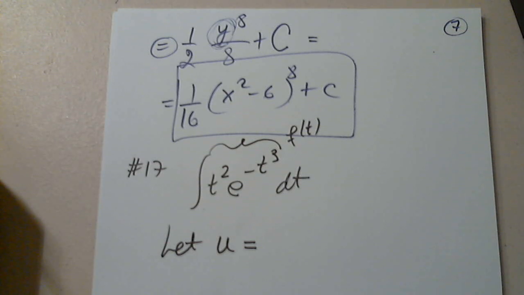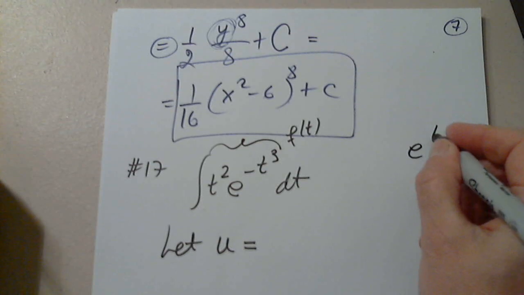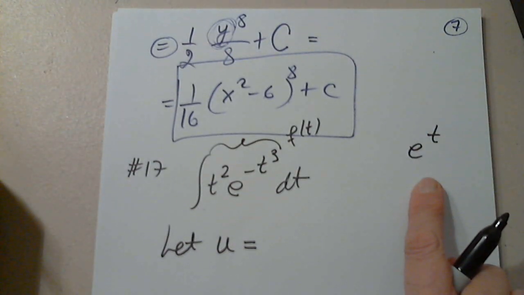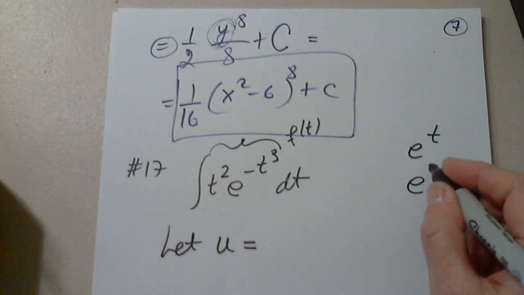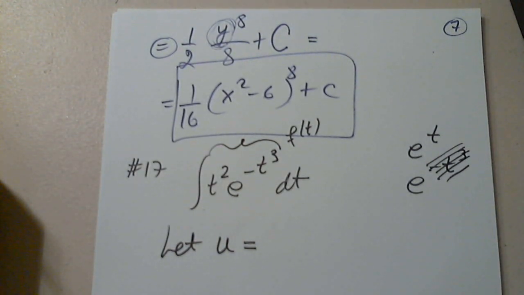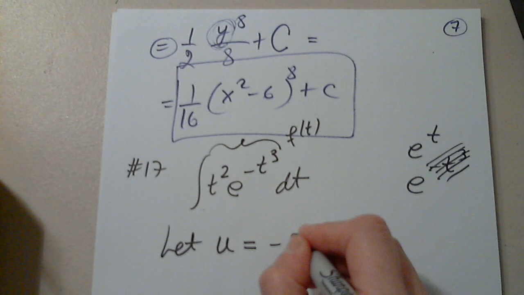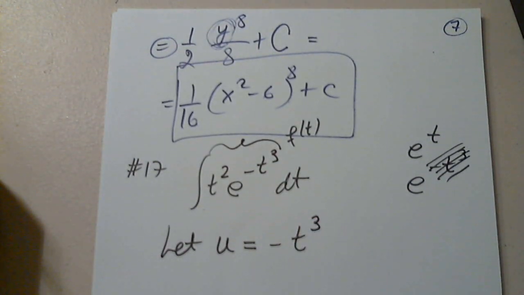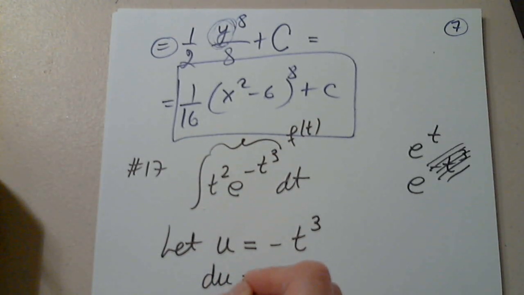What bothers you from all this? E to the negative t to the third. See, I don't like the e. Yes, e to t doesn't bother me. But e to negative t cubed, this piece bothers me. And I will have to denote it by something else, as long as I can find the differential.